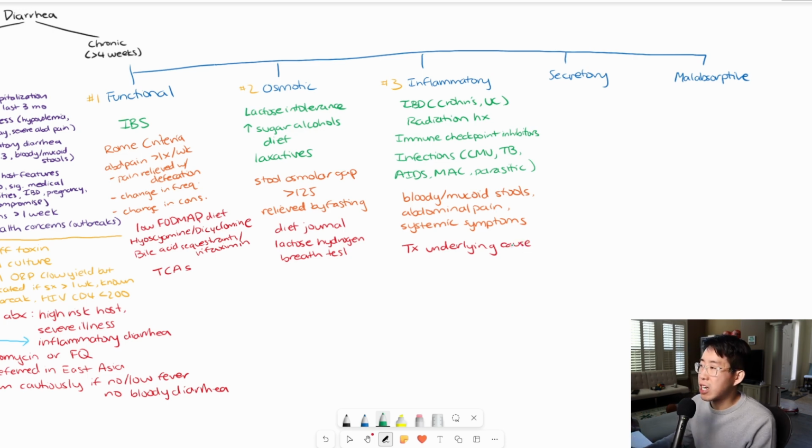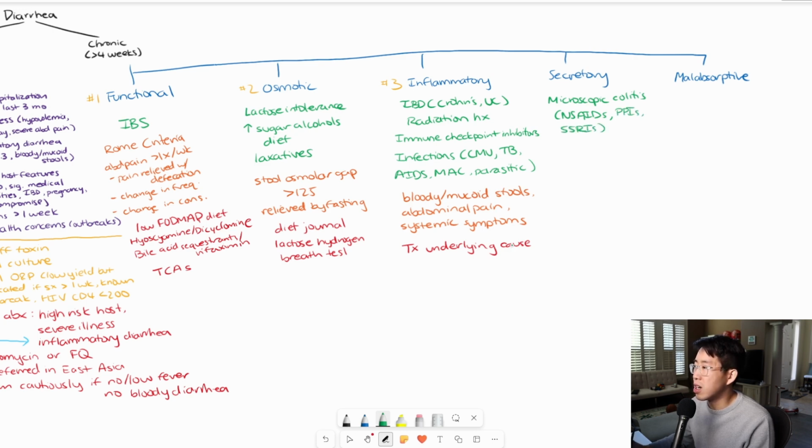In the secretory diarrhea category, we have multiple different conditions. One of the ones that the board exams like to test on a lot and is common in middle-aged older women is microscopic colitis. And this has some pretty clear, strongly associated triggers being NSAIDs, PPIs, and SSRIs.